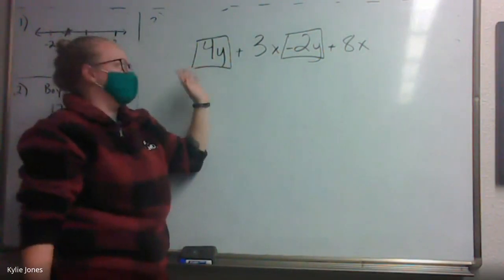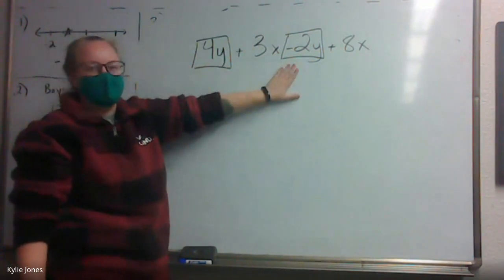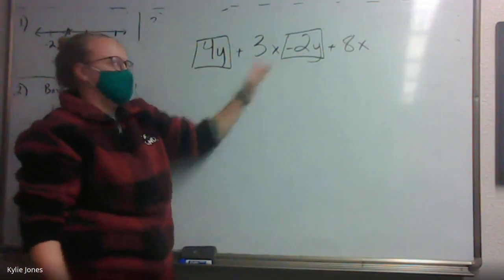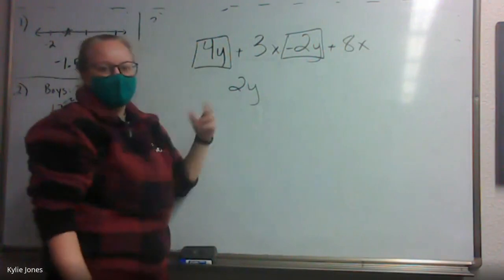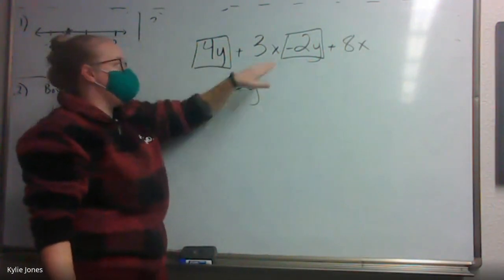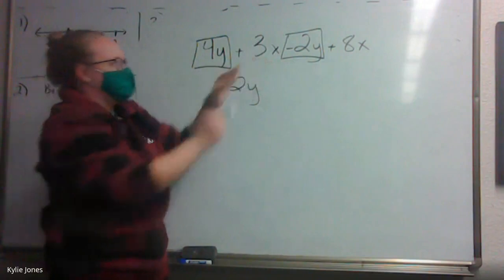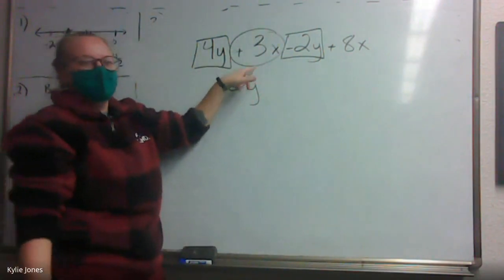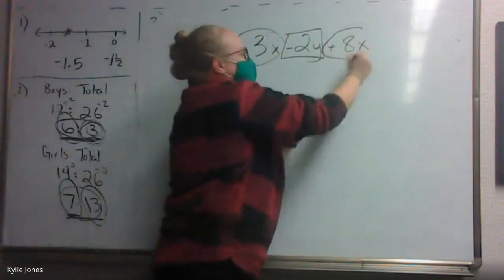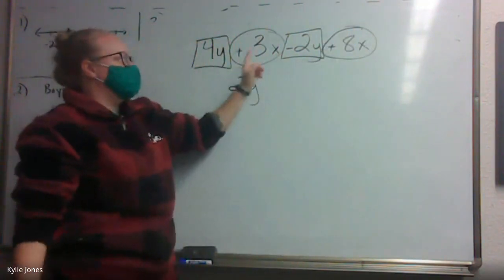We could solve it right now really quick, right? What is 4y minus 2y going to be? 2y. So you do 4 minus 2, and then bring the y with it. 2y. Then we have x's. We have 3x here. What can I combine with the 3x? The 8x, and it's a positive 8x, so we're gonna add. What is positive 3 plus 8?